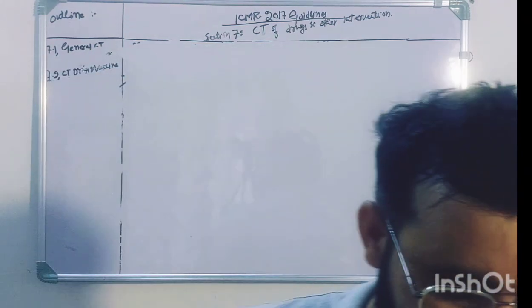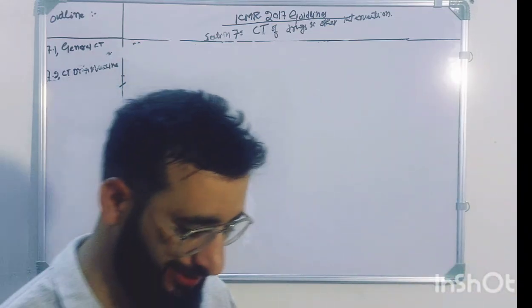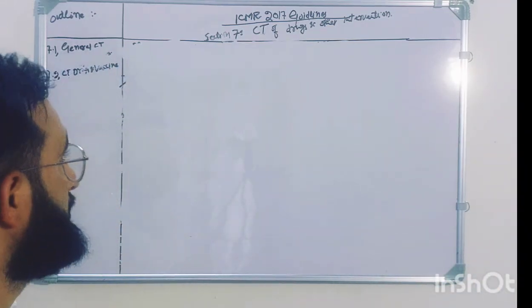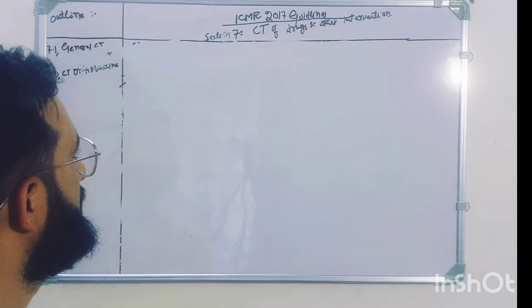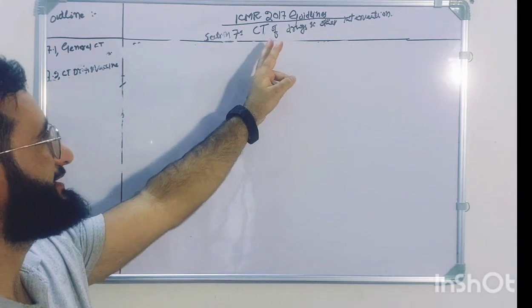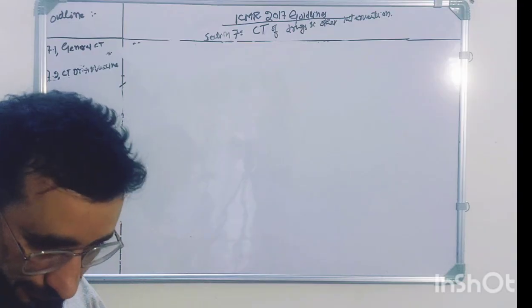Hello dear students. In this video we are going to learn part two of Section 7 of the ICMR guidelines. Section 7 is the clinical trials of drugs and other interventions.